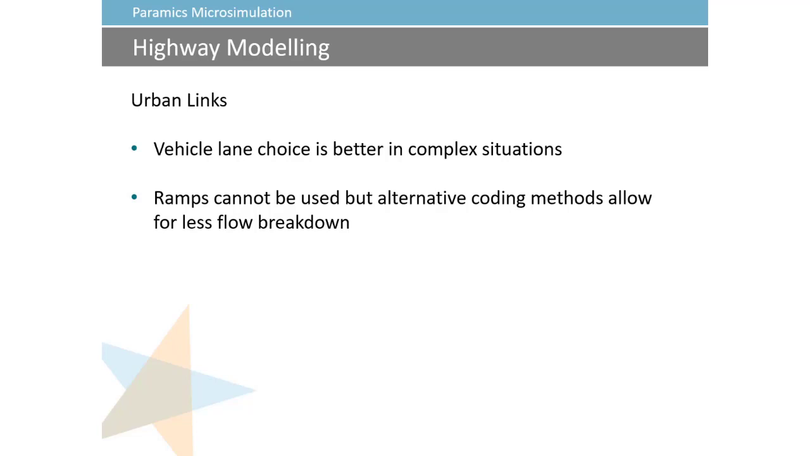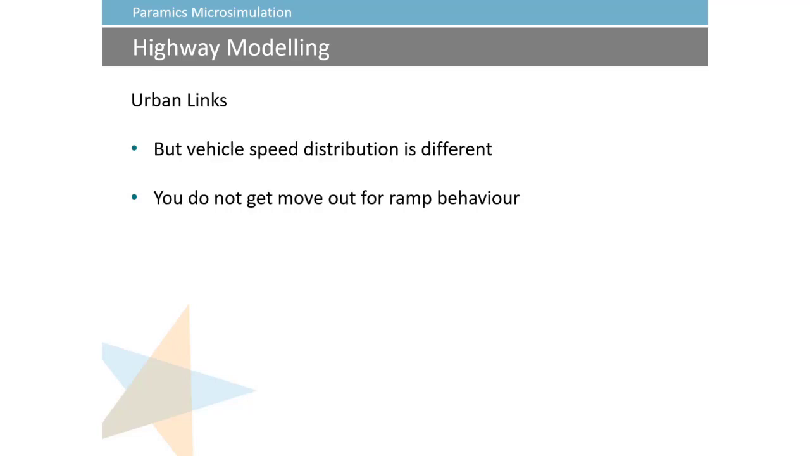And this alternative coding method has less flow breakdown and can cope with a higher flow before you start seeing problems, which can be more realistic. But with urban links, the vehicle speed distribution is different. So broadly, you won't get such a wide spread of speeds as you do on highway links. So more vehicles will be traveling at or near the speed limit on urban links. And you also do not get the courtesy move out for ramp behavior because you can't use the ramp function.